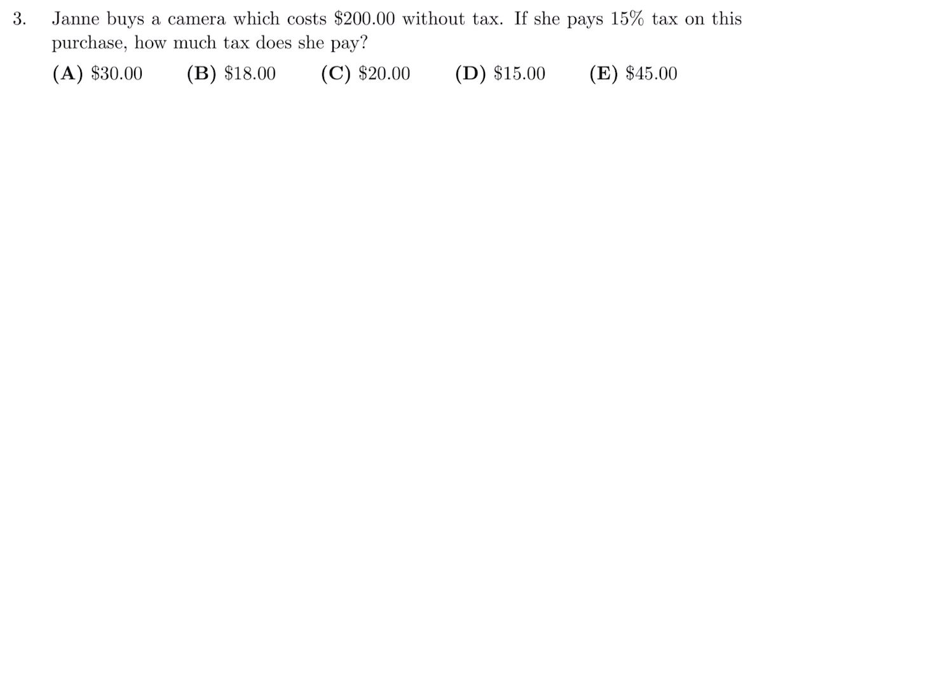Jan buys a camera which costs $200 without tax. If she pays 15% tax on this purchase, how much tax does she pay? So it would be 200 times 0.15, 15%, and that is equal to $30. So her tax is 30. So number 3, the answer is A.